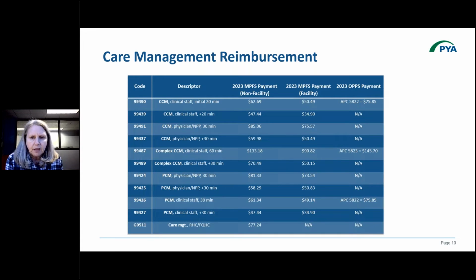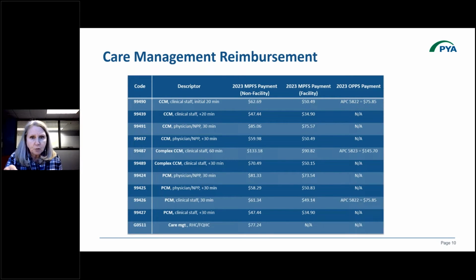And as you see, there's generally a difference between the non-facility rates, so provided in a physician practice, and the facility rate provided in the hospital outpatient department, which is lower. But three of these codes, importantly, have APCs tied to them, meaning that if, for example, you provide CCM in a hospital outpatient department, so you have a physician office that is operated as a hospital outpatient department, in addition to billing on the Medicare physician fee schedule to reimburse the professional services rendered, you also have the opportunity to bill on the outpatient prospective payment system for the underlying costs associated with delivering that service.